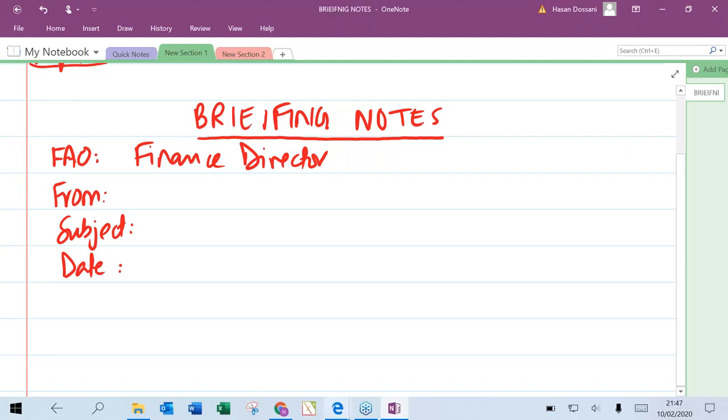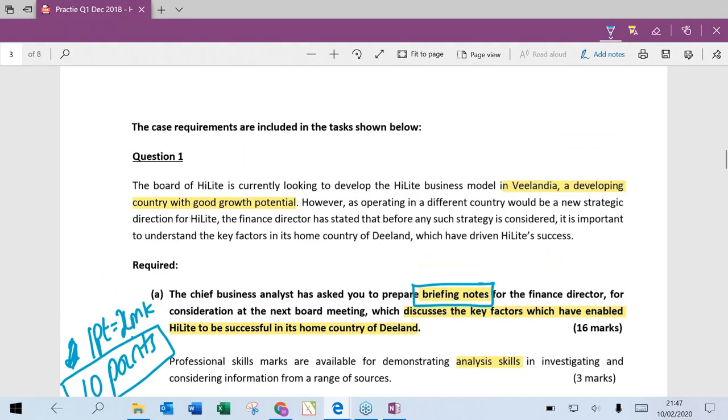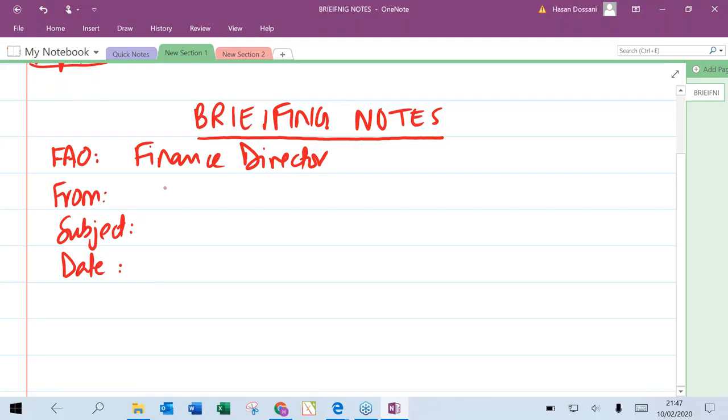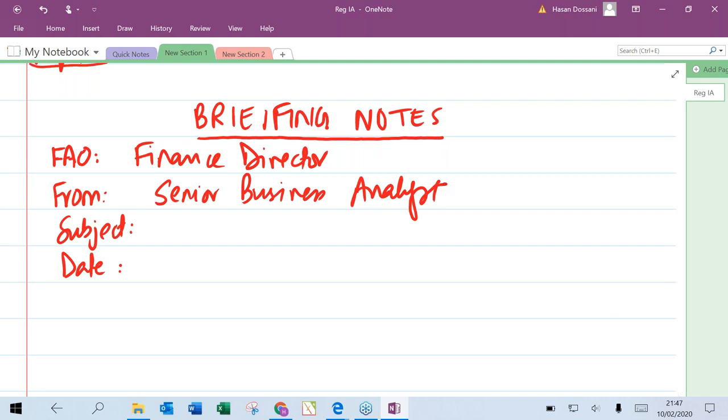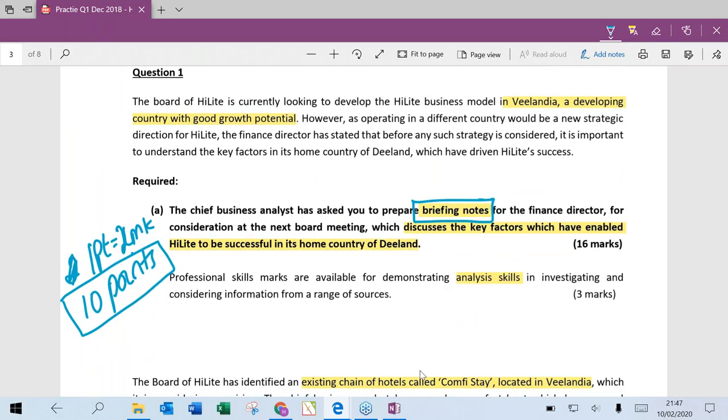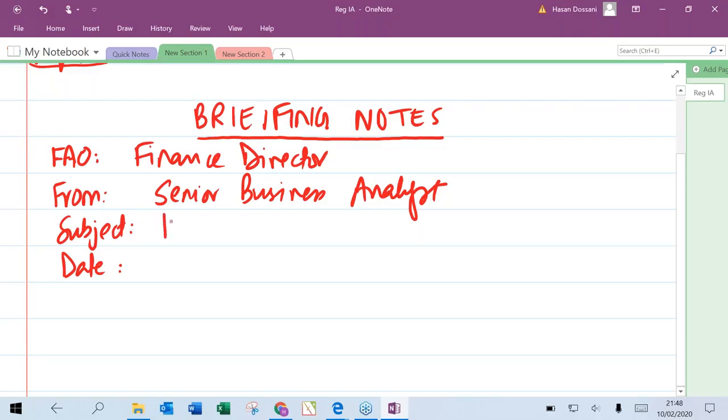And from, it's me. What's my role? I read somewhere in the introduction my role. Huh? My role is, got it? Very simple. Subject. Now, subject has to be very, very short, and you can pick the subject from the question itself. So let me go read the requirement. Prepare briefing notes which discusses the key factors which have enabled highlight to be successful. Can I say key success factors as short as possible? That's it.